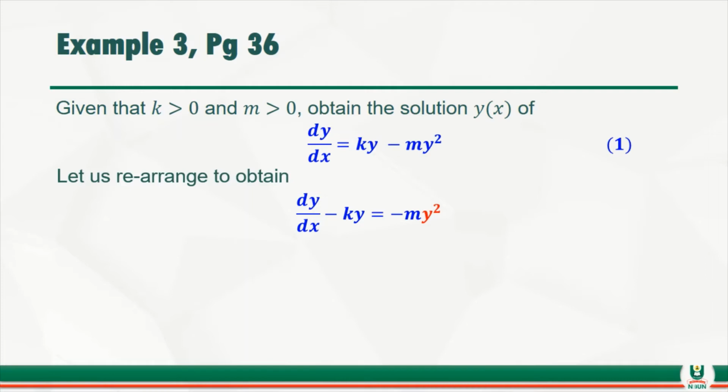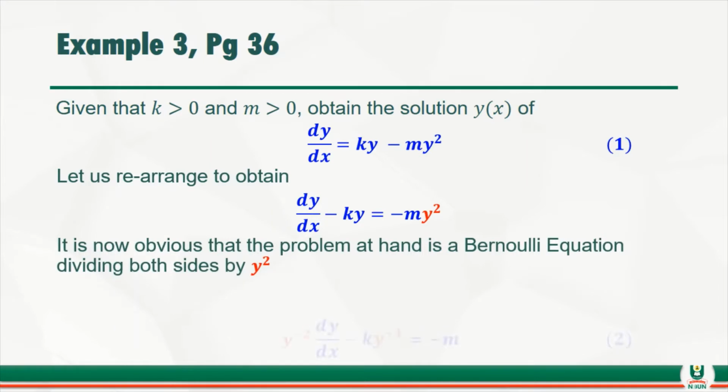Don't forget that you have 1 over y squared multiplied by dy/dx, and that simply means y raised to power minus 2. For the other term, you have minus ky divided by y squared. When y squared comes up as a numerator, we have y raised to power minus 2. Then y multiplied by y raised to power minus 2 will definitely give me y raised to power minus 1. On the other side we have minus m.